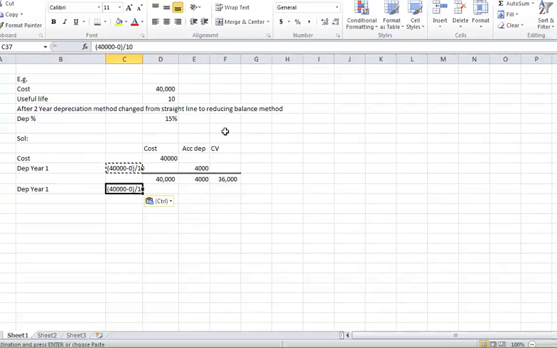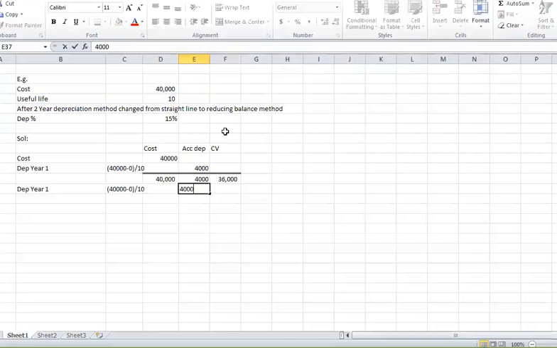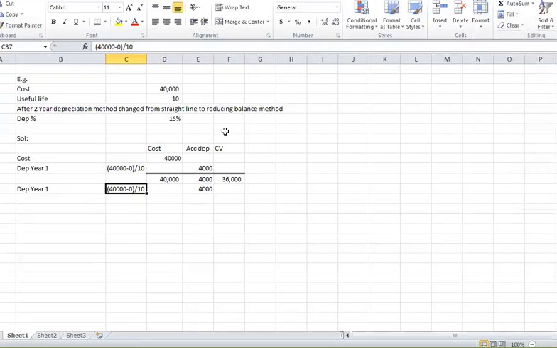And in the straight line basis method, we will calculate depreciation in the same way every year. So as you all know, in the straight line basis method of depreciation, cost minus scrap value divided by useful life. So depreciation will remain same for every year.